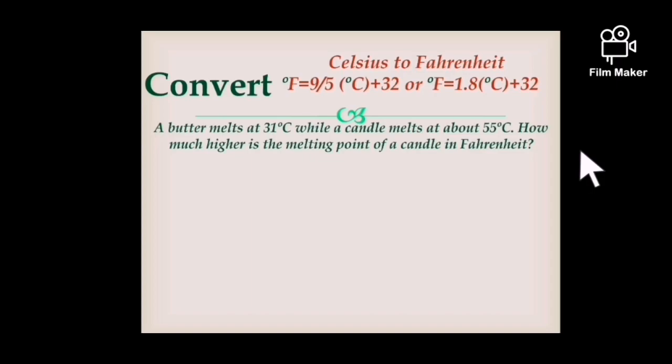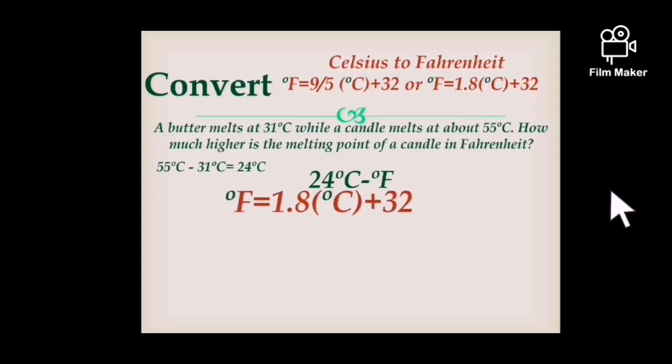How much higher is the melting point of a candle in Fahrenheit? So, the melting point of a candle is 55 degrees Celsius. I-minus natin to 31 degrees Celsius, which is the melting point of butter. So, mas mataas ng 24 degrees Celsius ang candle sa butter. So, let us convert this 24 degrees Celsius into Fahrenheit.